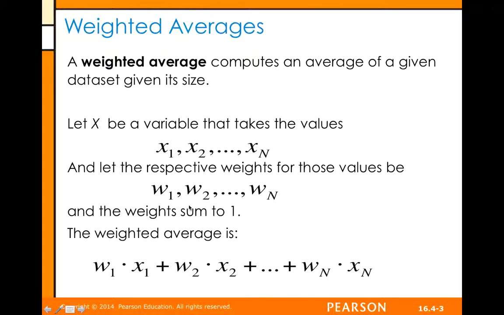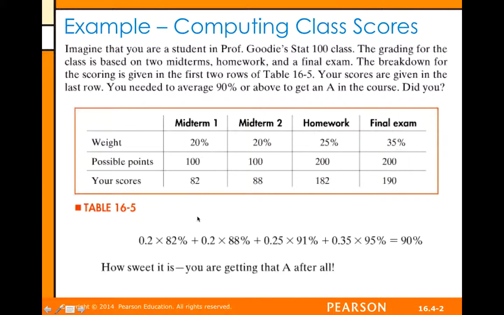Each of those numbers has a weight, and the weight is given by the grade distribution, right? This 82, its weight was 20%. This 88, its weight was also 20%. This 91, its weight was 25%. And this 95, its weight was 35%.